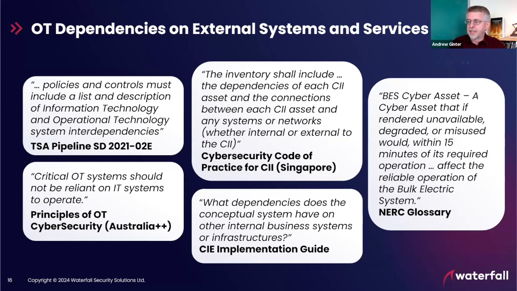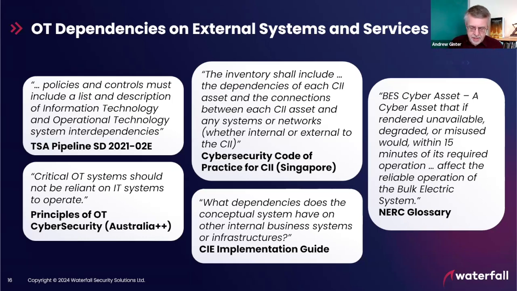The Singaporean practice says you will inventory your systems, and one of the things you have to do is document the dependencies of your automation systems on any external networks like IT networks. We have to understand them if we want to understand how at risk we are. In the CI implementation guide, one of the questions that engineers are encouraged to ask is, what dependencies does the system we're designing have on business, on IT infrastructure, on other external infrastructure?